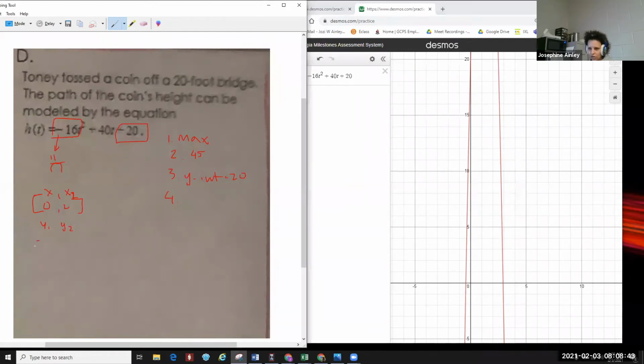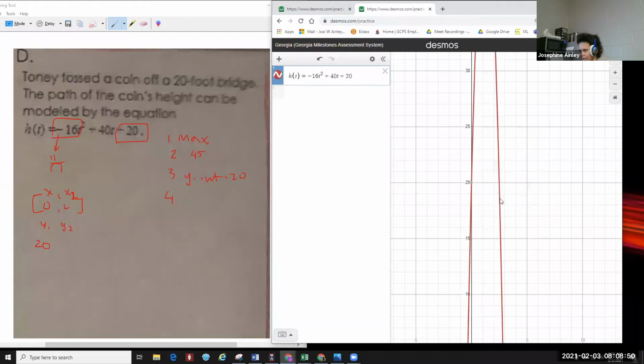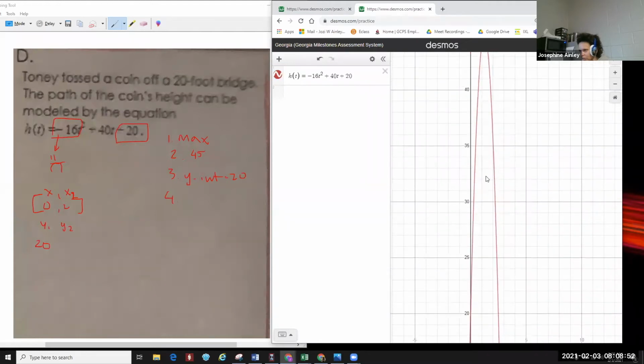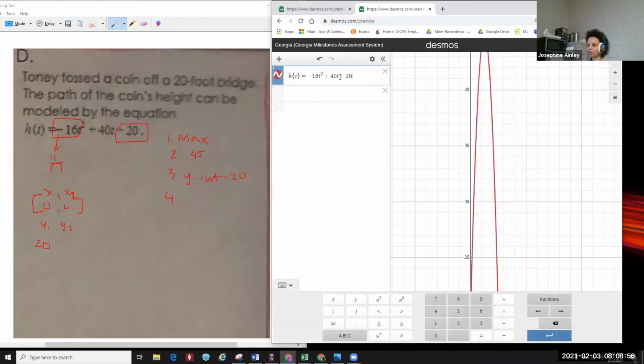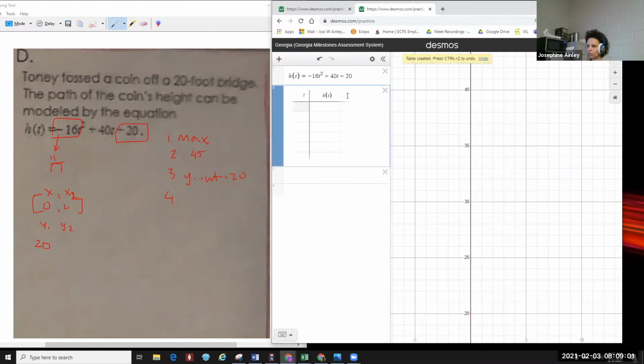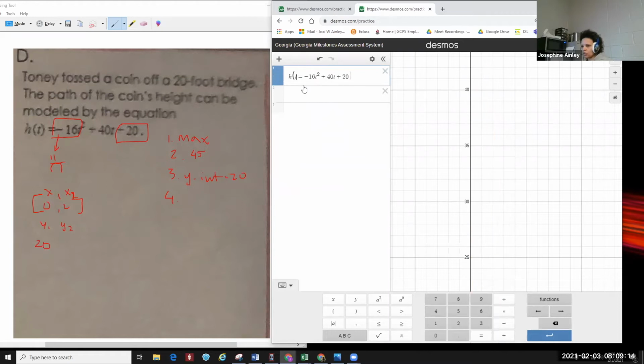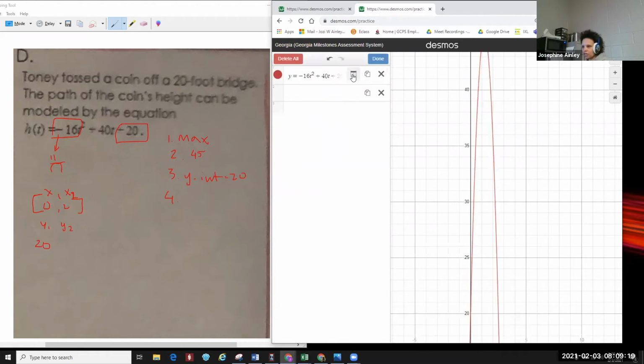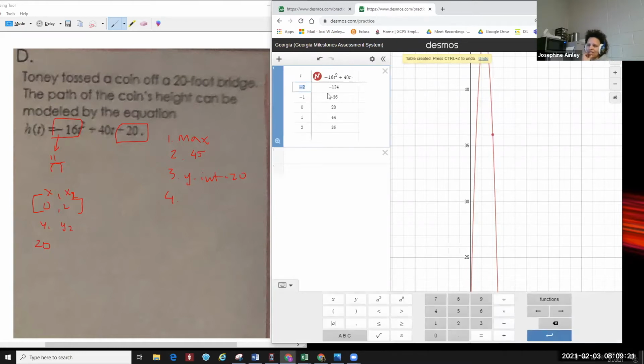So y is 20. When x is 2, though, 1, 2, see, now I've already lost it. It looks like it's 35, but I'm just going to double check. So what I'm going to do is I'm going to click in here, and you're going to click the wheel, and then you're going to hit table. When it gives you the table, something's wrong. So let me just use y equals. So I'm just going to change y. Let's see if that's, yeah. So that, I don't know, it doesn't like that h of t. So just change it to y equals.